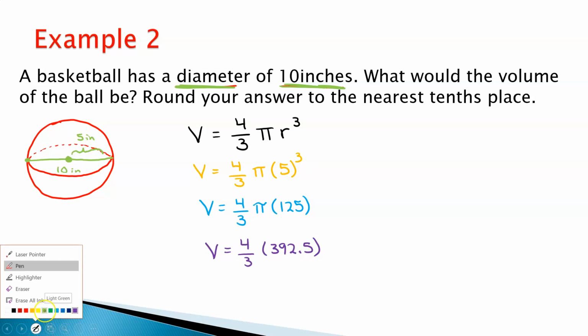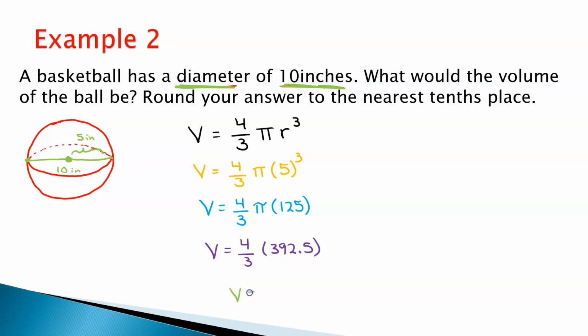The last thing that I'll be doing is multiplying by 4 and then immediately dividing by 3, right? We want to multiply by 4/3. So we multiply by the top and immediately divide by the denominator. So 392.5 multiplied by 4 gives me 1,570. But I immediately divide that by 3, and I get volume is equal to 523.333, and it goes on forever.